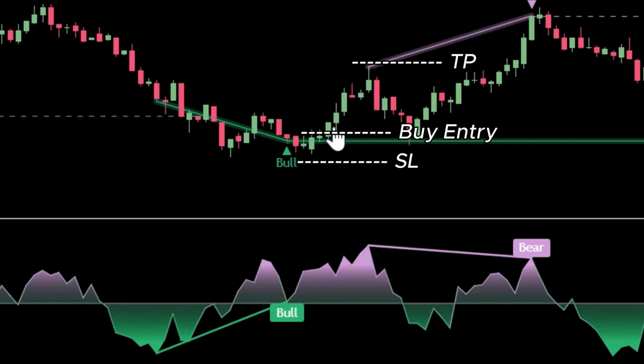It bounces perfectly off the green zone, momentum picks up, and our scalp trade reaches the take profit quickly. This example shows how combining zones, divergence, and confirmation candles make scalp trades precise and efficient.